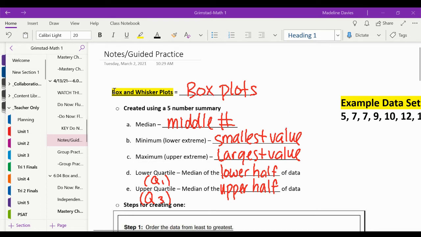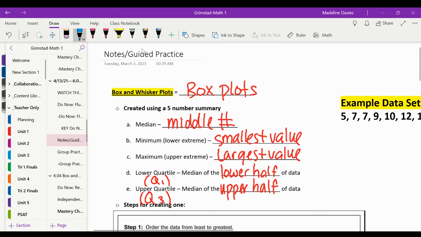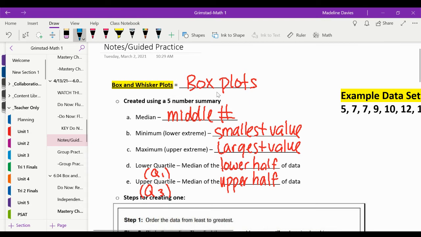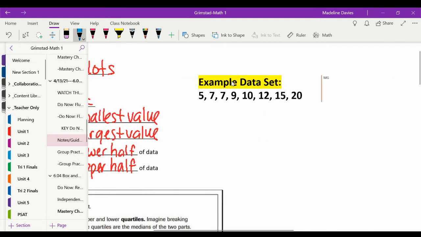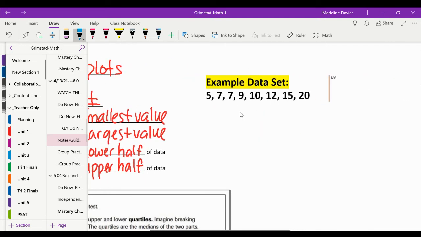So today we are doing box and whisker plots. Maybe you have heard of them before. I barely remember them from high school, but it came back to me. So these are basically box plots, and these are created using what is called a 5-number summary. That means we are going to be finding 5 numbers based off of a data set. So this is like an example data set.